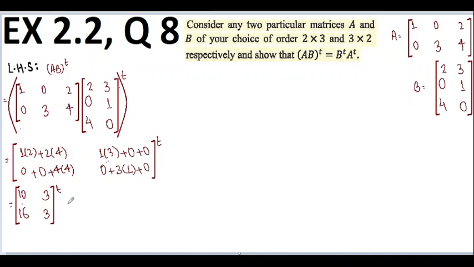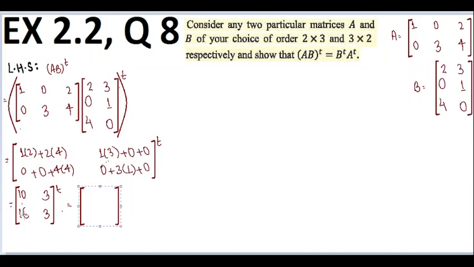And now we have to write it by taking the transpose. So we are going to change the rows into columns, or columns into rows, whatever you like. The result would be the same for both of them. So I'm just going to change the rows into columns.